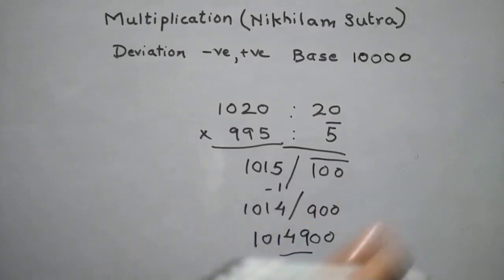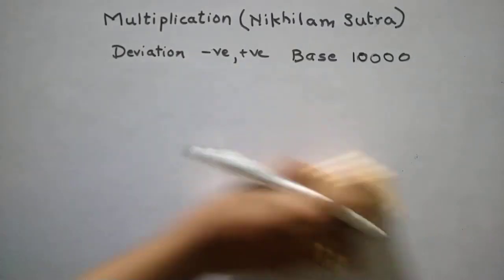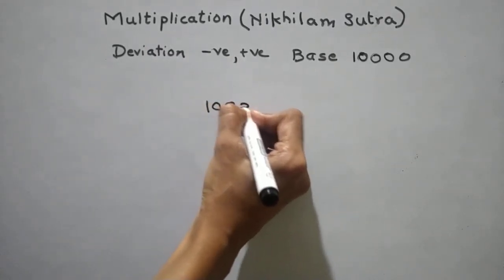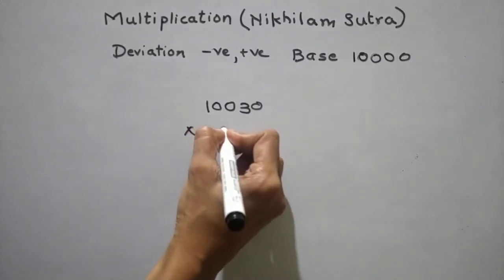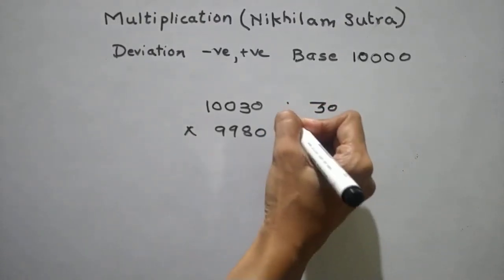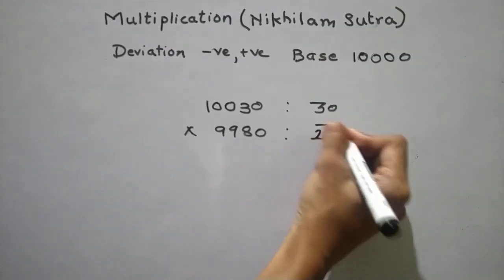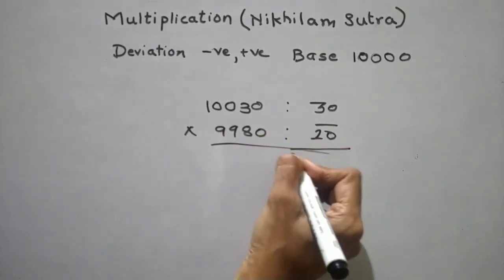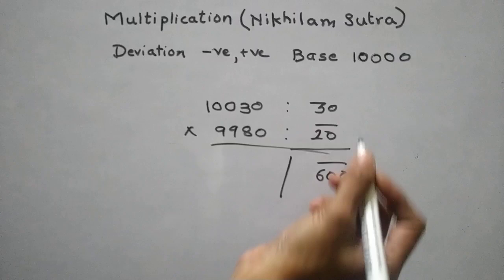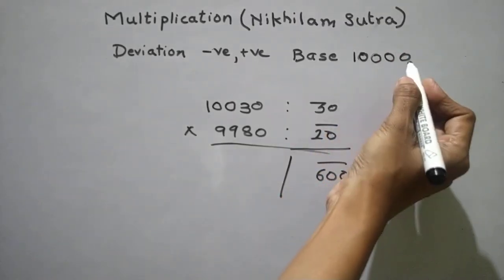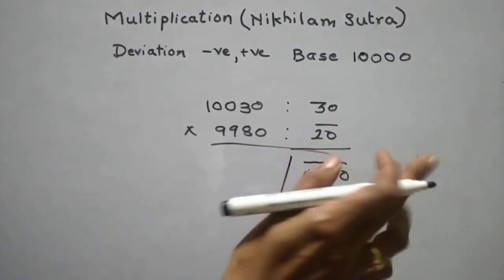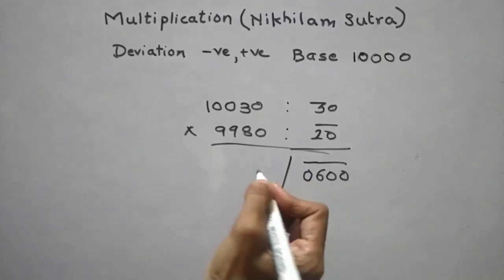Now we'll see one more example with base 10,000. Let's say we have 1030 multiplied by 9980. This is a positive deviation, and here you have a negative deviation of 20. Here 30 into 20 gives you 600, but since the base is 10,000 you need 4 digits, so we put a 0 here. The bar over 0 does not indicate anything, so we just consider the 600.